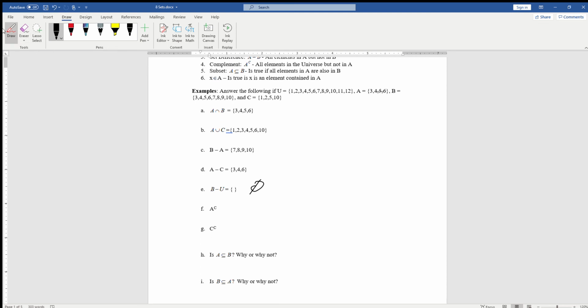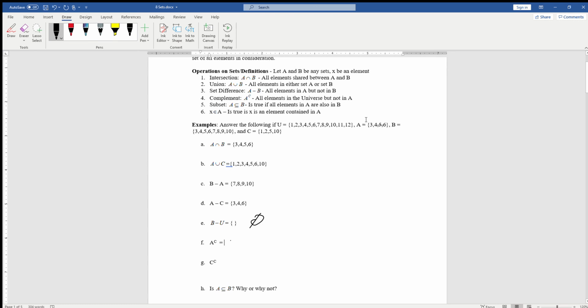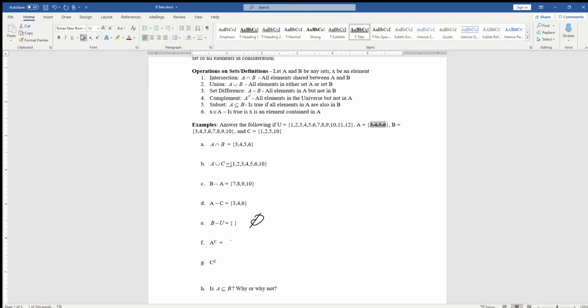A intersect C, or I'm sorry, A complement C. Now A complement C is going to be all the elements that are contained in the universe but not contained in set A. So I look at A, I'm going to again get rid of the cross, and A complement is all the items in the universe, but not in set A. So I notice 3, 4, 5, 6.